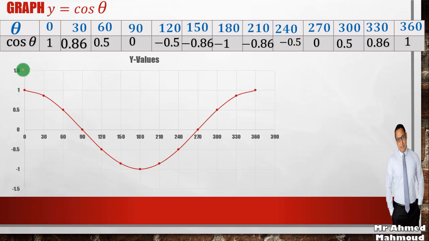Also we have here a periodic function. Why? Because the function started at 1, and after 360 it's back to the same point at 1. So it is a periodic function, and it makes a whole period during 360 degrees. The whole period here started from 1 and back to 1 after 360 degrees. So the period here is 360.